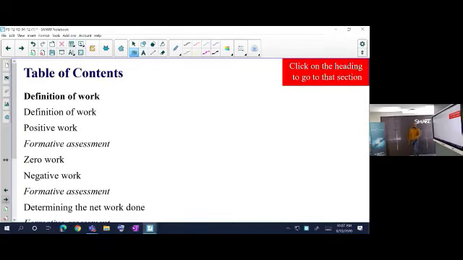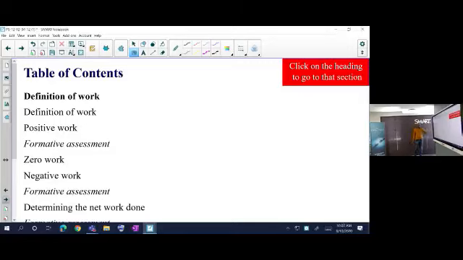Okay, this is the table of contents: definition of work. We talked about this earlier. And then positive work, we talked about it. We're just going to look at the formative assessment. Of course, you have to bear in mind that we are going to have definitions, and at the end, we're just going to check whether you are with us or not.